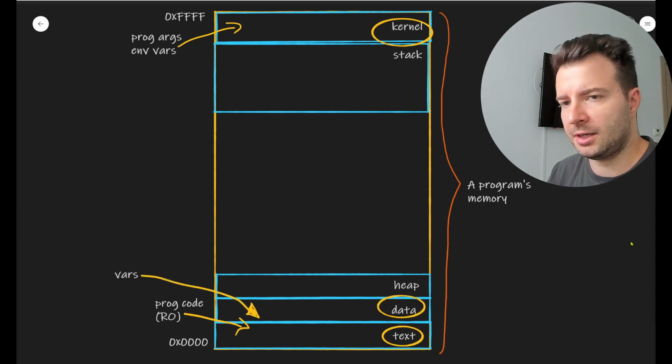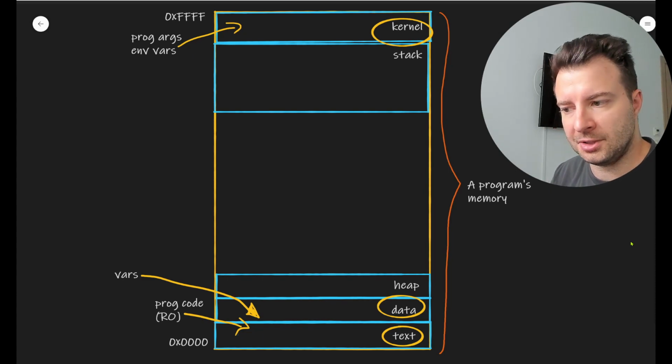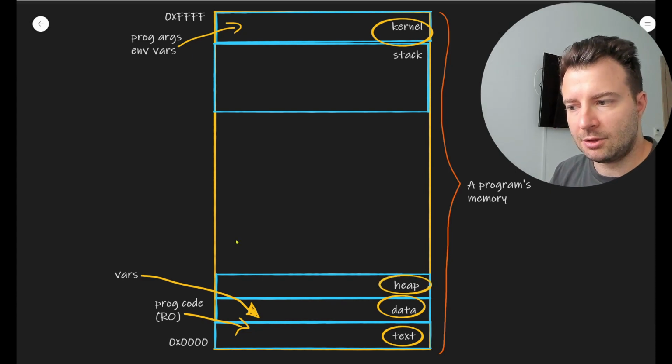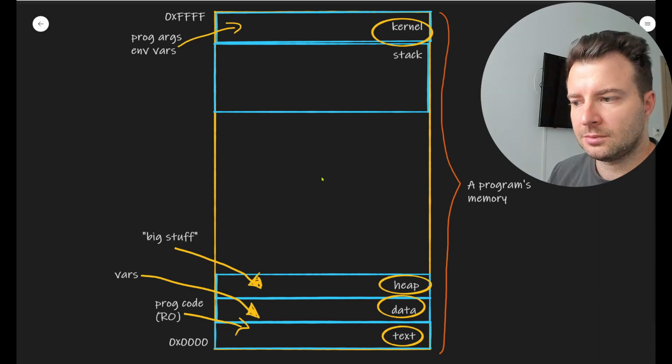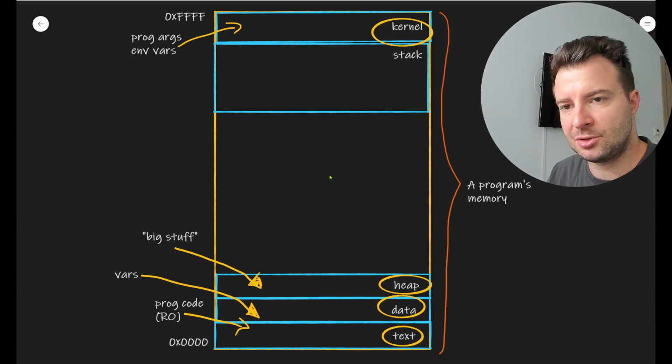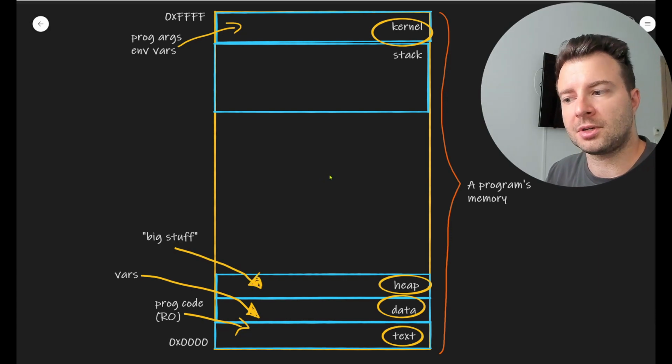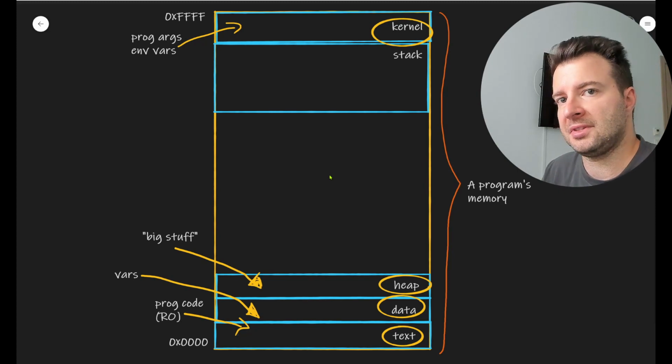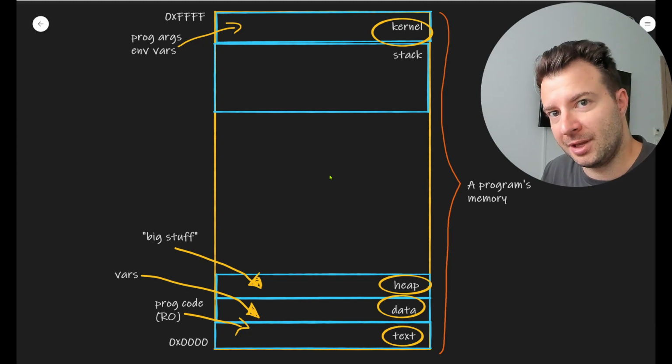Then the data area stores variables. Initialized variables, uninitialized variables, doesn't matter, they're all here. Then we have the heap. Now the heap stores what I like to call the big stuff. That is, files that you load in memory, the document that you're currently editing in Word, for example, or the level that you're currently playing in a game.